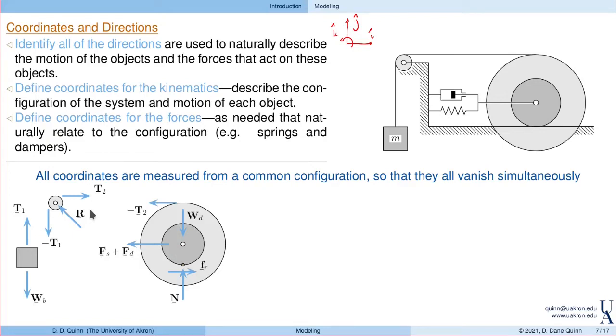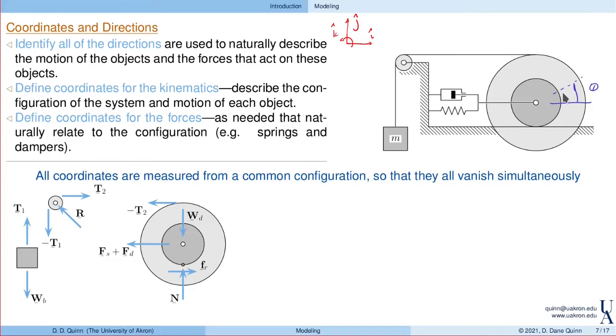What coordinates do we define? I usually start with the kinematics because I know that I'm going to need coordinates to describe the motion. So how can we measure the motion of this object? Well, let's think about the rotation of the disk first. I can measure the rotation with an angle theta. So theta measures the rotation of the disk.